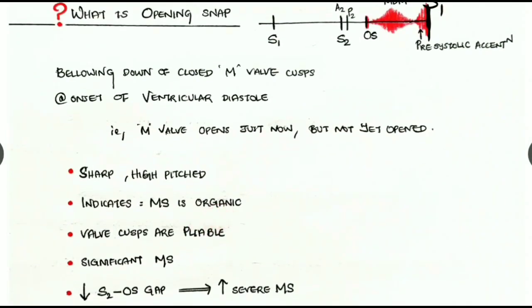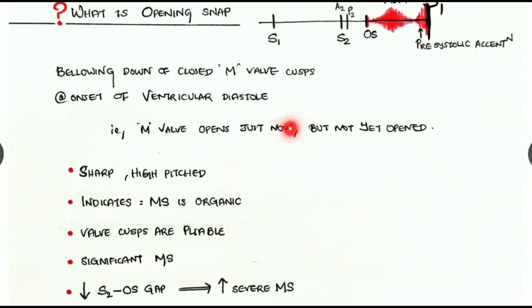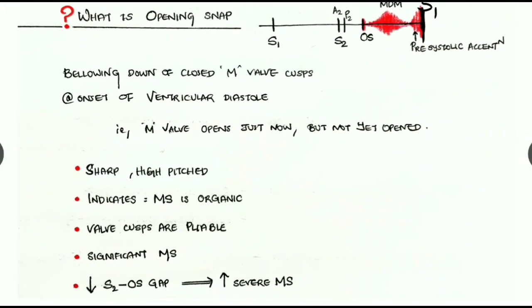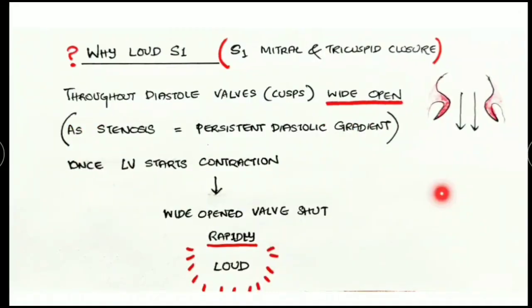Next, if there is an opening snap, it means the valve cusps are pliable. If there is calcification, then there is a reduced opening snap, or sometimes it may be absent. Then, significant MS: if there is an opening snap, it means the mitral stenosis is significant. And the lesser the S2-OS gap, that is, the lesser the duration between the second heart sound and the opening snap, the more severe the mitral stenosis.